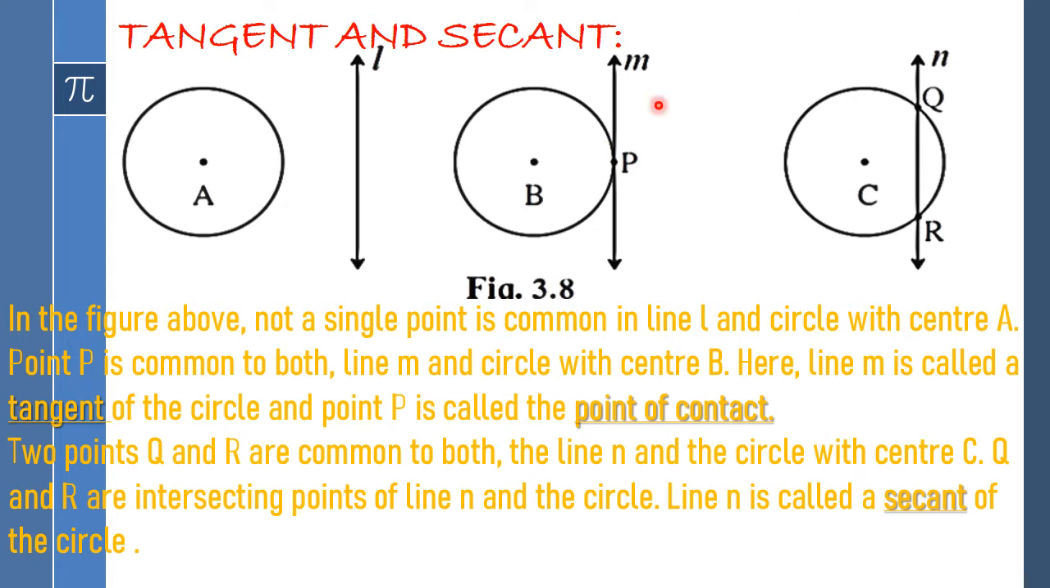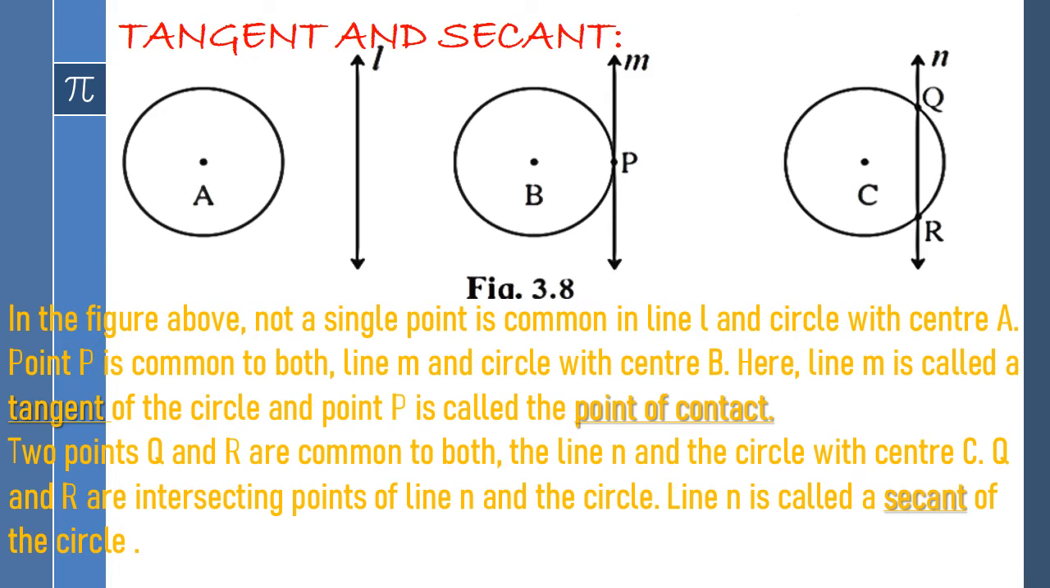Now in the third figure, 2 points Q and R are common to both the line L and the circle with center C. Here the line is touching the circle at 2 different points, one at Q and another at R. So it is intersecting at 2 points. Such a line, which meets the circle at 2 points, is called a secant of the circle. It's just like an extended chord. A chord is a segment, and here we are talking about a line. So these are the definitions of tangent and secant.